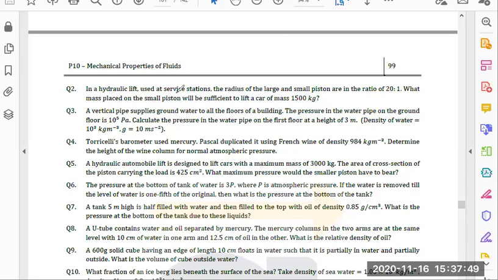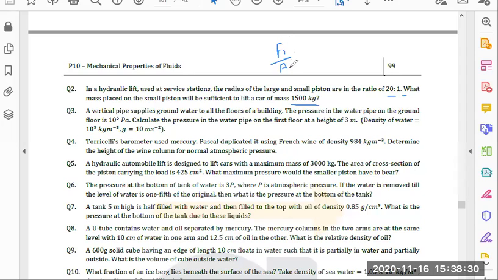Now, in a hydraulic lift used at a service station, the radii of the large and small piston are in the given ratio. So the radius ratio is given, which means the area ratio is given. What mass placed on the small piston will be sufficient to lift a car of the given mass? Tell me, which concept is used over here? Yes, very good. Pressure throughout the liquid is not diminished. So I can use this now.